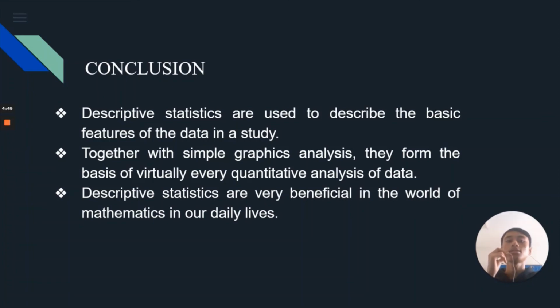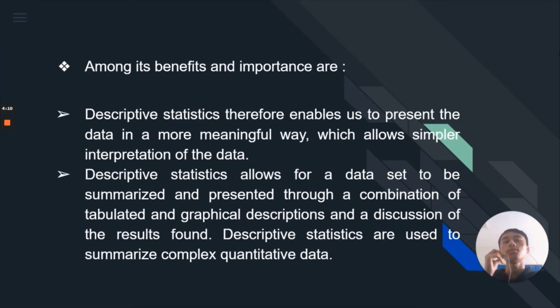Based on the project that has been carried out, we can conclude that descriptive statistics are used to describe the basic features of the data in a study. Basically, they provide simple summaries about the sample and the measures. Together with simple graphic analysis, they form the basis of virtually every quantitative analysis of data. Descriptive statistics are very beneficial in the works of mathematics in our daily life. So let's see among its benefits and importance.